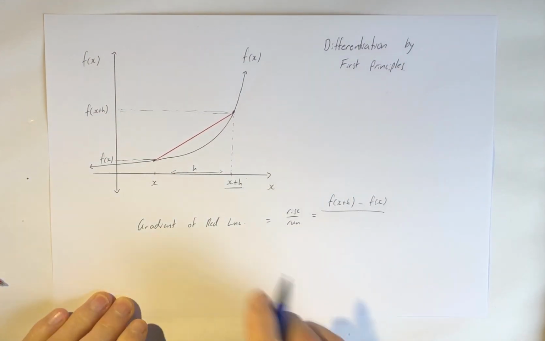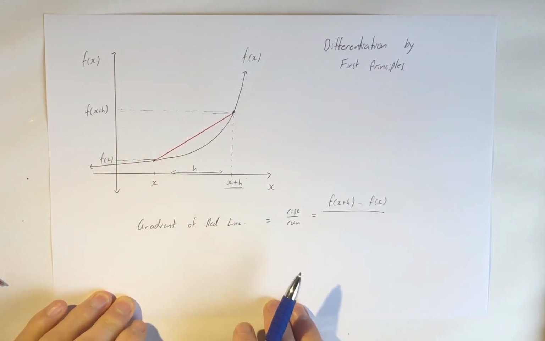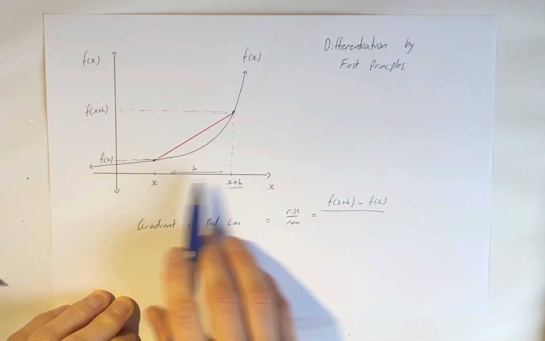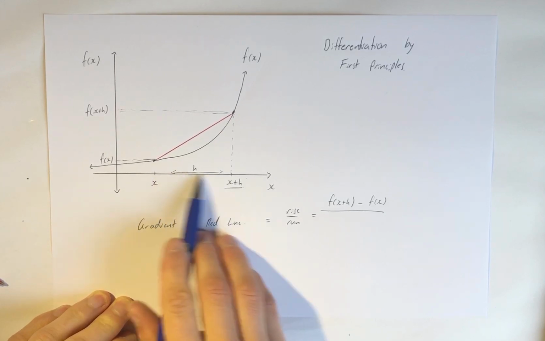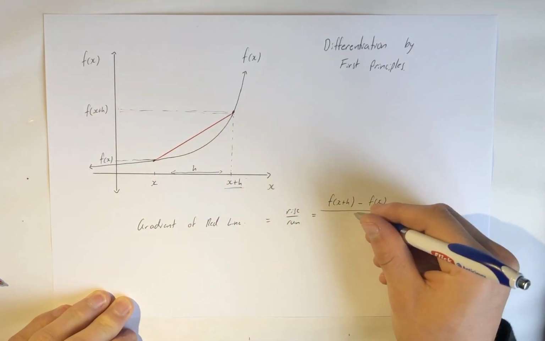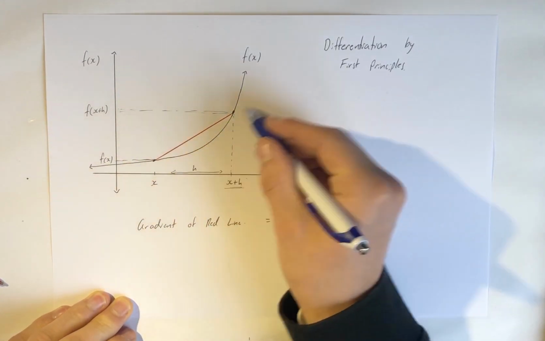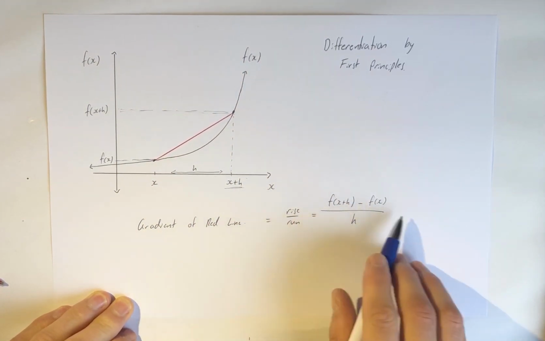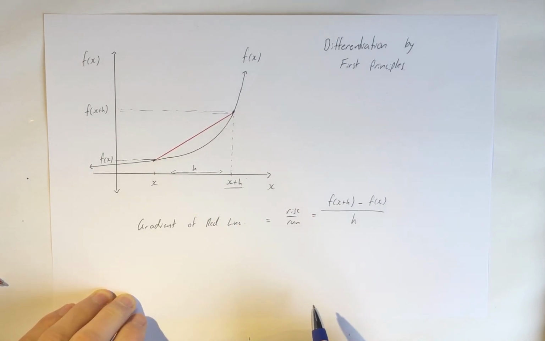And what is our change in x? Well, it's going to be the same thing. This point, take away this point, but we've already defined the change in x. It is just h. So the gradient of this line is going to be f of x plus h, take away f of x, all divided by h.